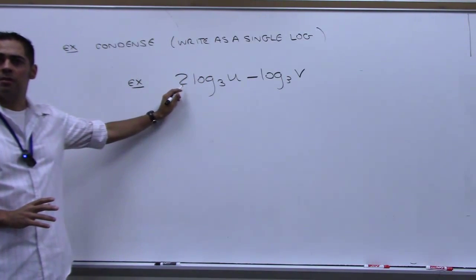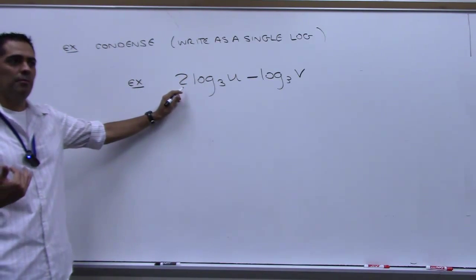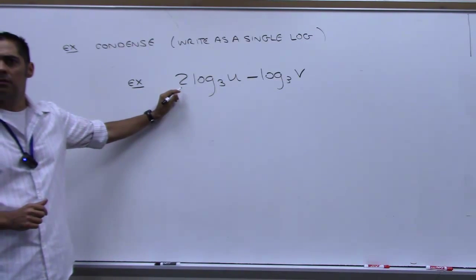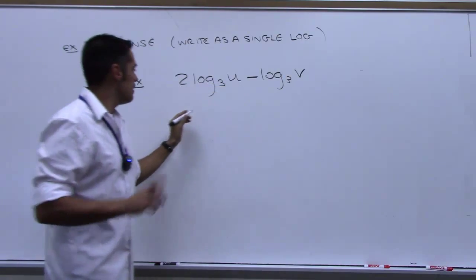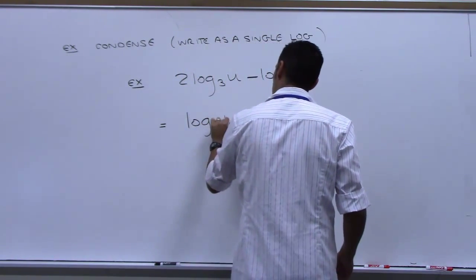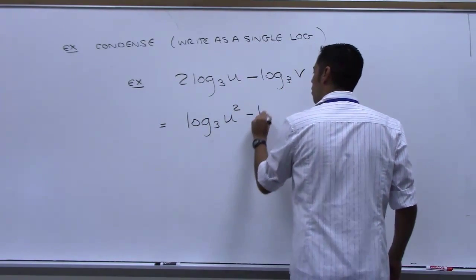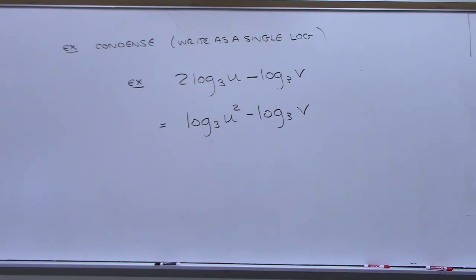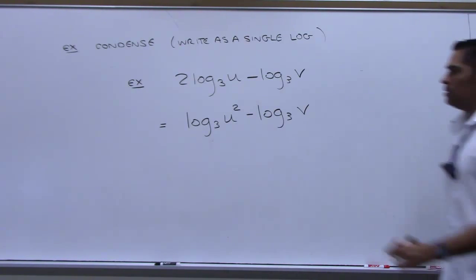You have to take care of the 2 first. So if we're going backwards from what we had been doing, I'm going to push that 2 back up as a power to the U. So my first step, before I put these 2 logs into one log, is to push the 2 onto the U, and only onto the U, right? Not onto the V. And then put them together into one log.